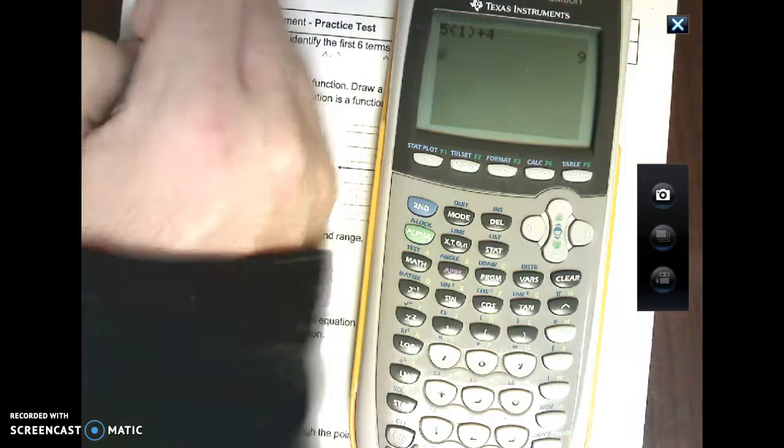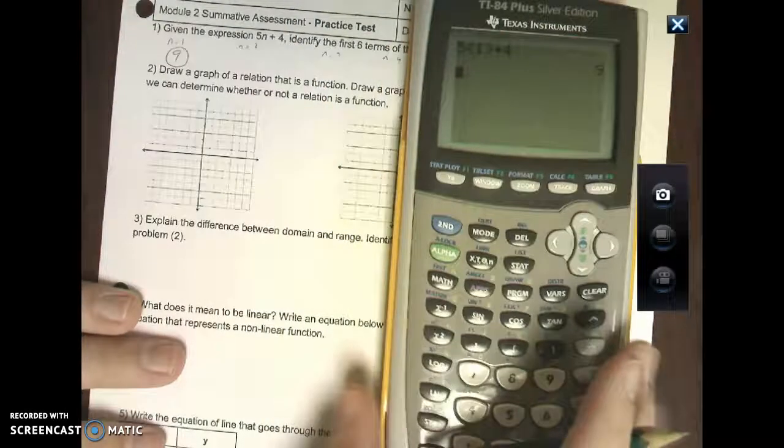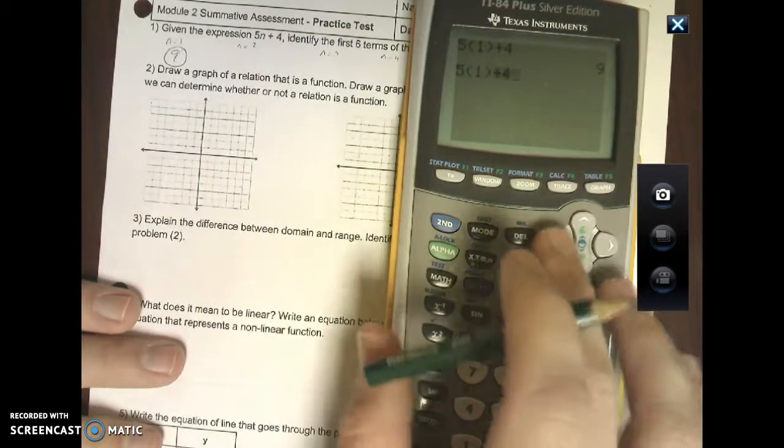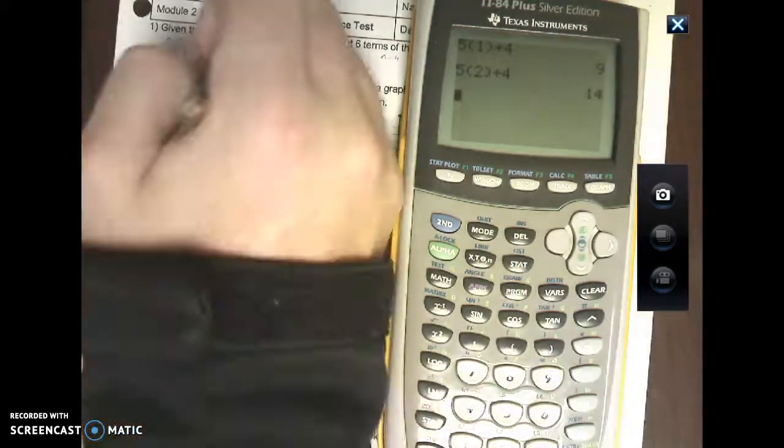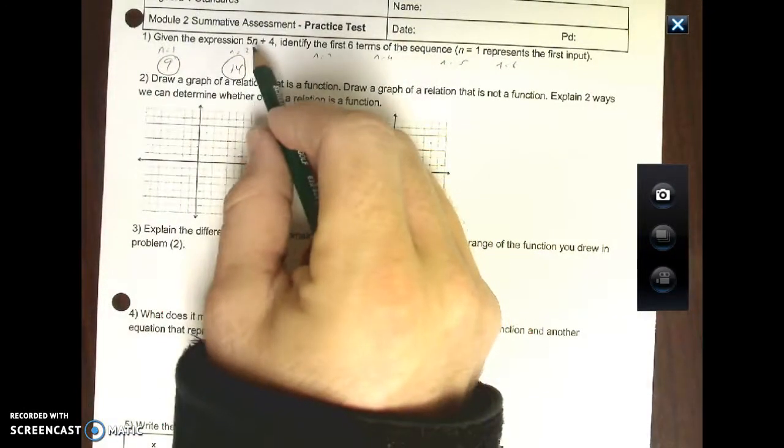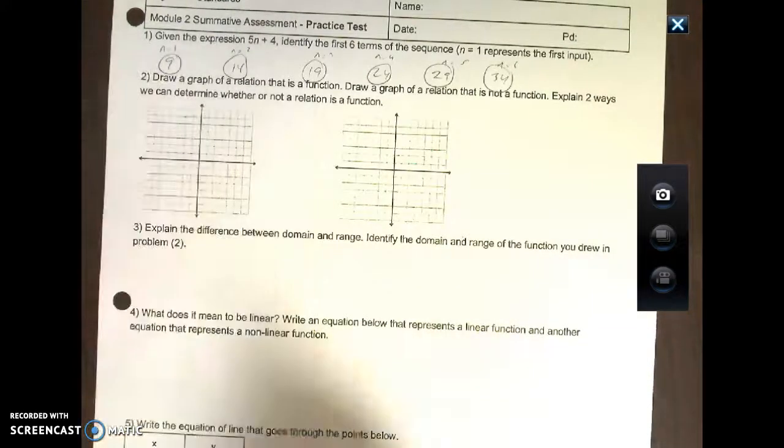9. Now, if I change this to a 2, I get 14. But guys, what's the pattern here? Take a look. It's 5n, which means every time you increase n, you're increasing by 5. I don't even need my calculator. So I know I got 19, 24, 29, 34. Alright, and we're all set. But you get the idea.